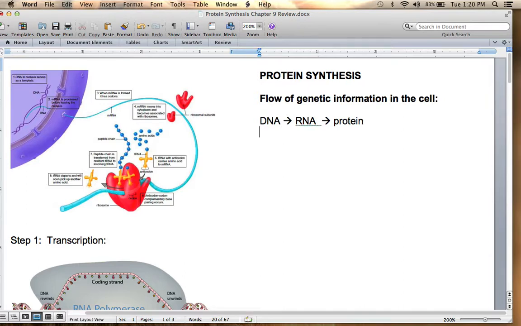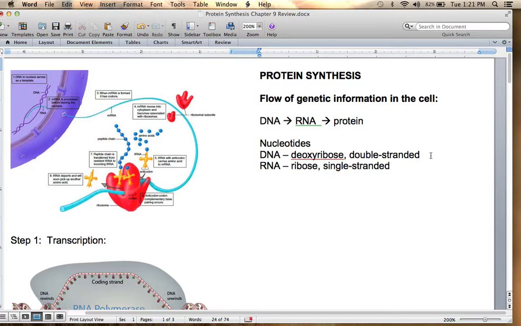DNA and RNA are similar in that they're both composed of nucleotides, but they're different because DNA has a different sugar. So the sugar for the DNA molecule is deoxyribose. And then for RNA, the sugar is ribose. One of the other ways in which they're different is that DNA is double-stranded, whereas RNA is single-stranded. And so when you see a double helix, that's always a DNA molecule, whereas RNA is just a single strand.